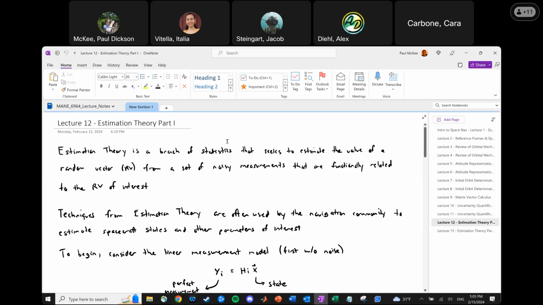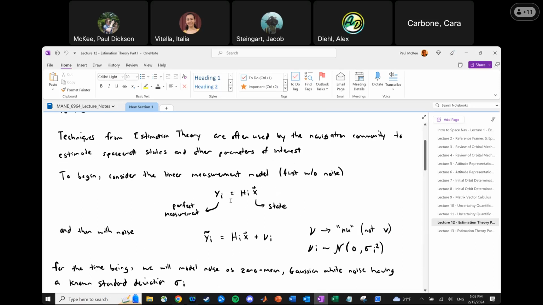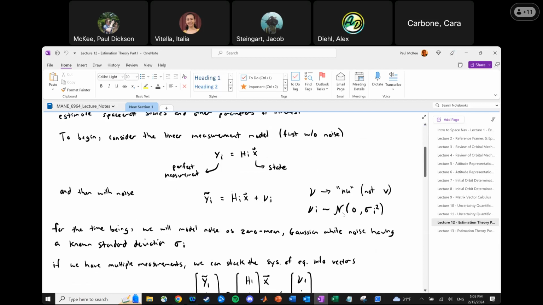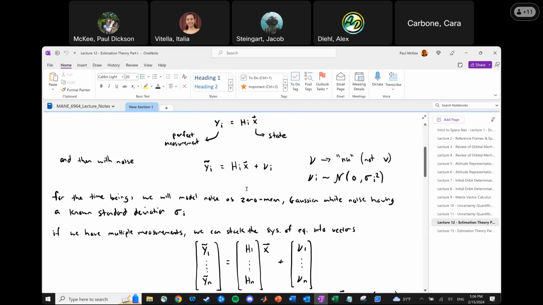Words like covariance and expected value and measurement sensitivity matrix and measurement covariance matrix are going to be our friends for the rest of the semester in one way or another. We talked about a linear measurement model, which is how we're going to start. We have a perfect measurement, which is some function of the state, and in this case it's a linear function of the state. It's simply some H being multiplied by the state, where H is some matrix. We know that really there's noise, so we can model noise as a Gaussian zero mean white noise with a standard deviation of sigma i in this case. We know that we can stack these into a matrix.